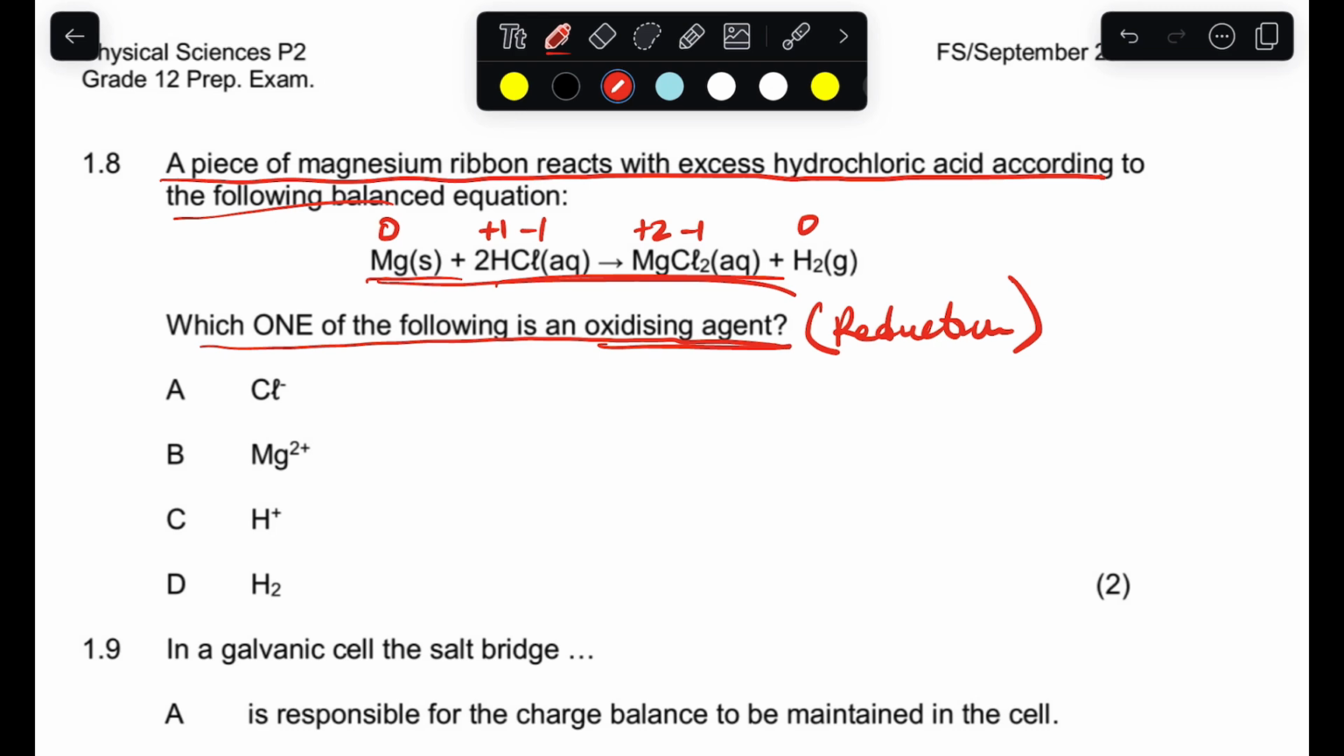Now the oxidizing agent is the one that is reduced. How are we going to know? It's the one that decreases its oxidation number. Let's look at which one decreases the oxidation number.